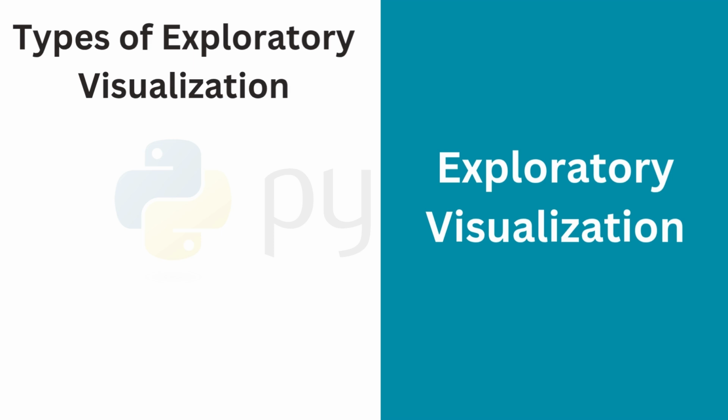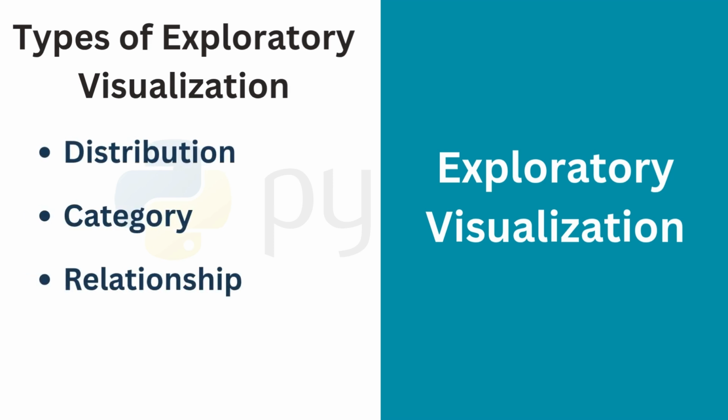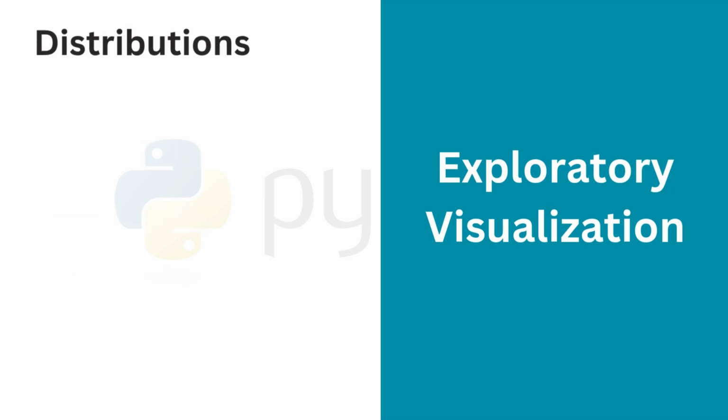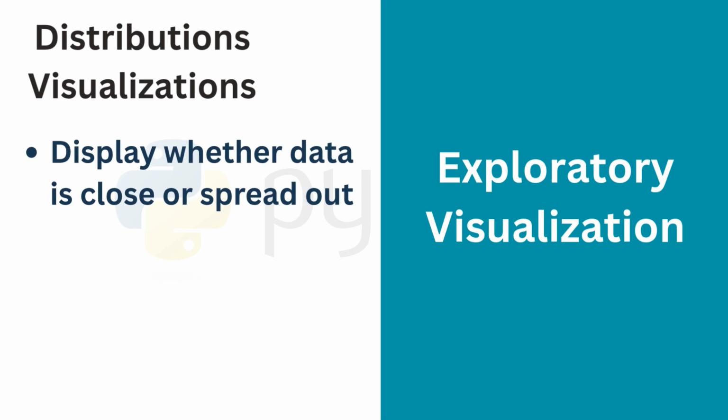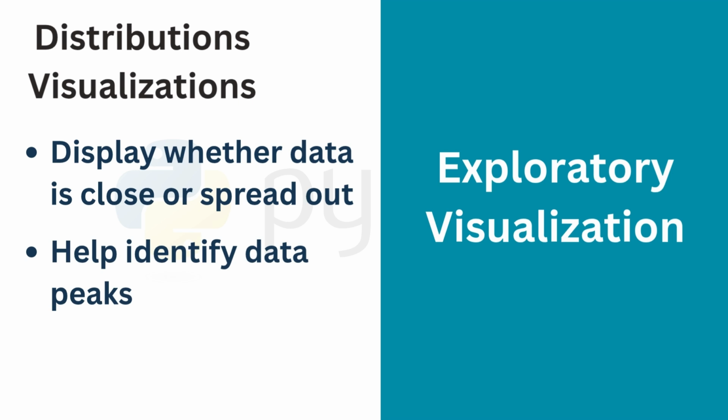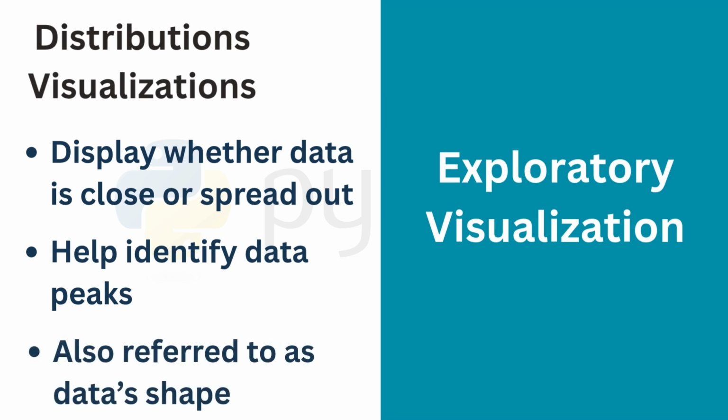We'll break down what types of visualizations we can use for exploratory visualizations. There's a great variety of visualizations out there, but we can break the visualizations we'll be using into those that focus on distributions, categories, or relationships. Let's explore these groups one by one. To begin, we'll learn about the first type, distributions. Distributions of data can tell us whether values are close together or spread out. It can also help us identify where there are different peaks in a column's data. We sometimes refer to the distribution of the data as its shape.